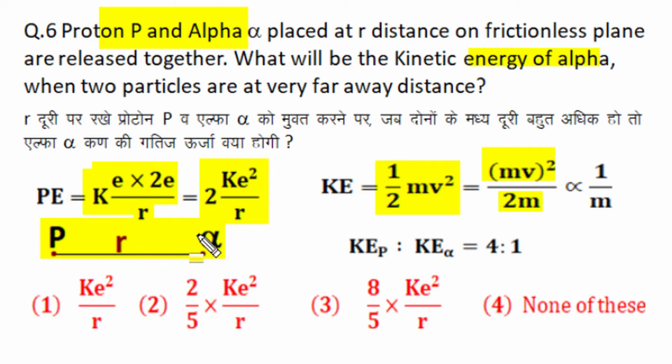And since the momentum of both particles is numerically the same, of course in opposite directions, the kinetic energy becomes an inverse function of mass, and proton and alpha have masses in the ratio 1:4. So their kinetic energy ratio is inversely 4:1. So the total energy 2ke squared upon r should be divided into 5 parts, and one part is 2 by 5 ke squared upon r, that is possessed by the alpha, and 4 parts of that, that is 8 upon 5 ke squared upon r, would be the kinetic energy of the proton in this case.